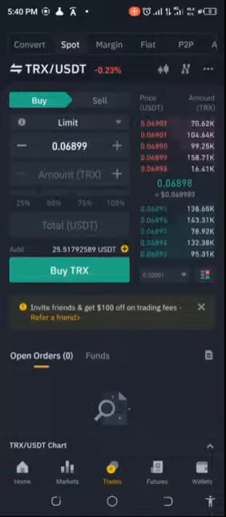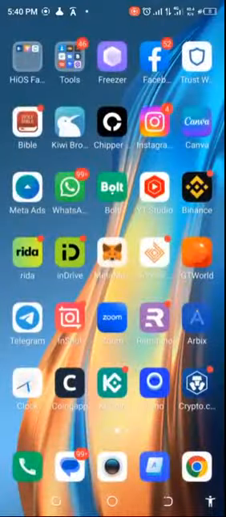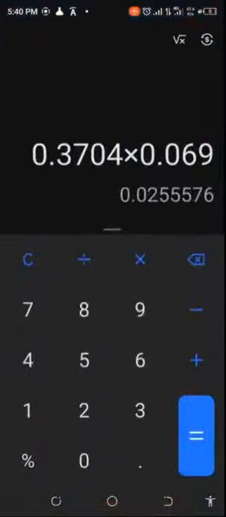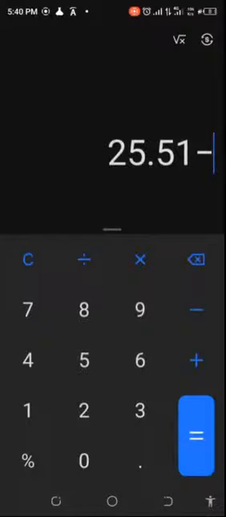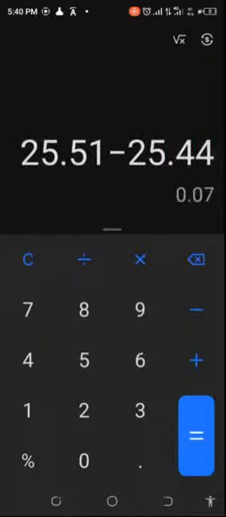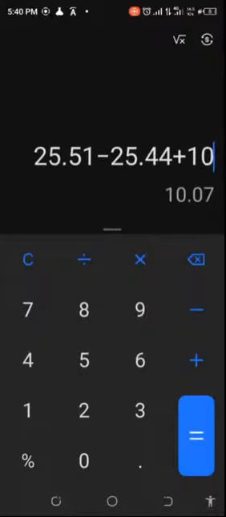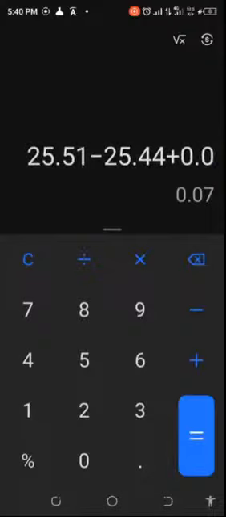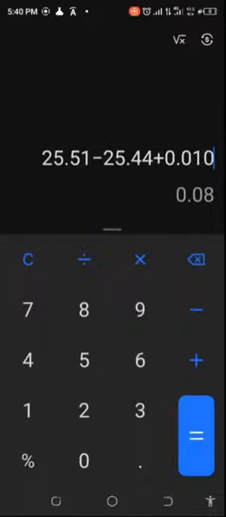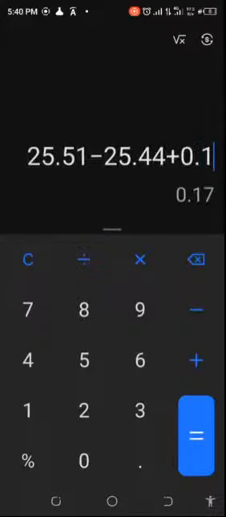Normally, let's check that again. 25.51 minus 25.44, so this is 7 cents, right? So we will now include plus 10 cents. It would have been 17 cents.